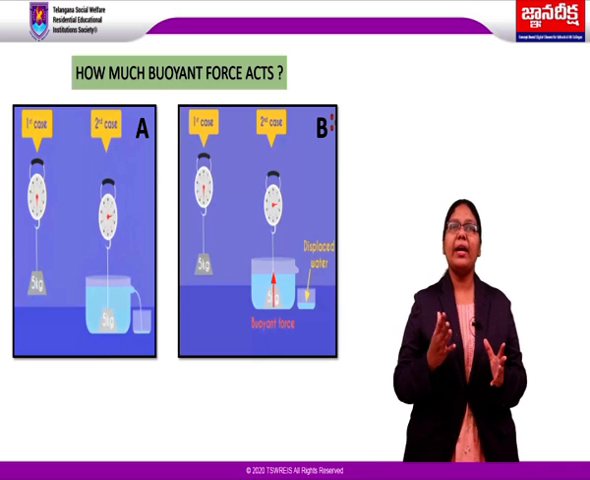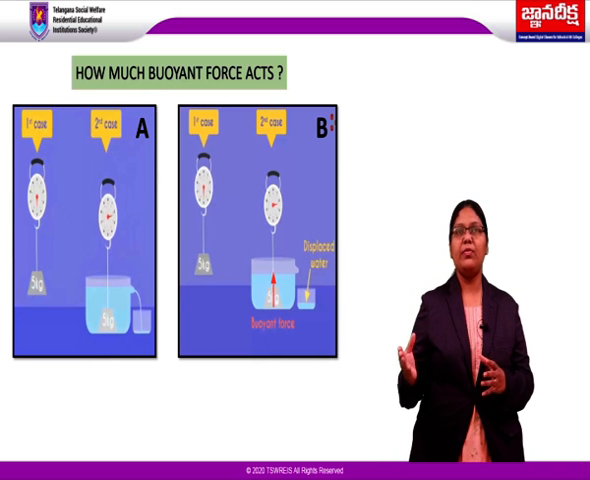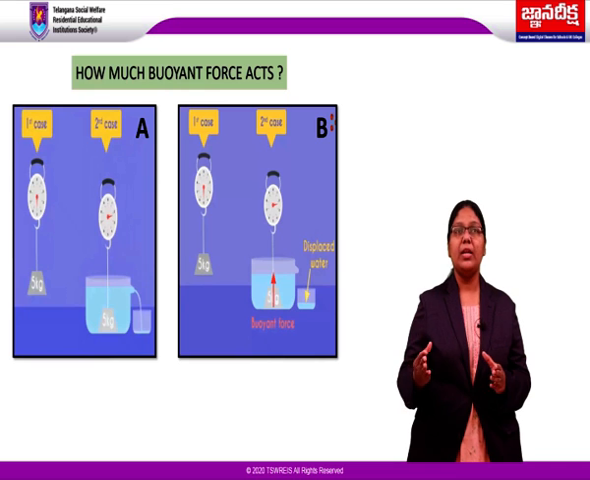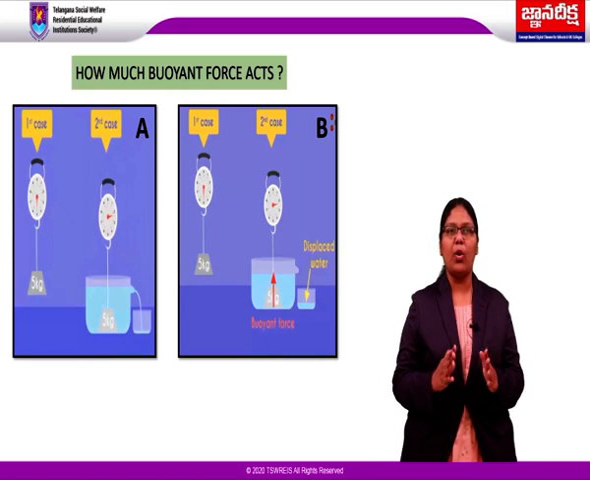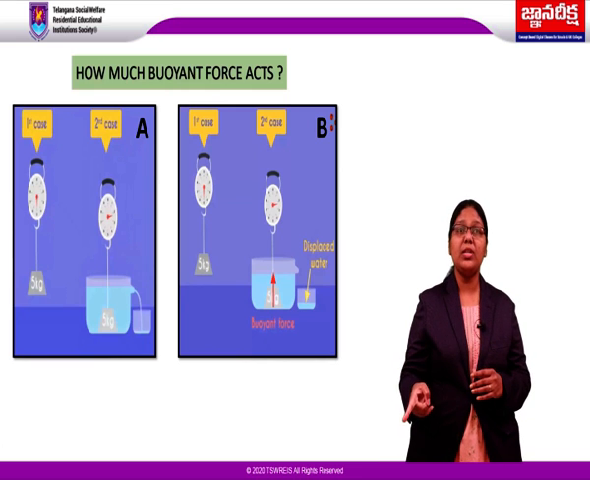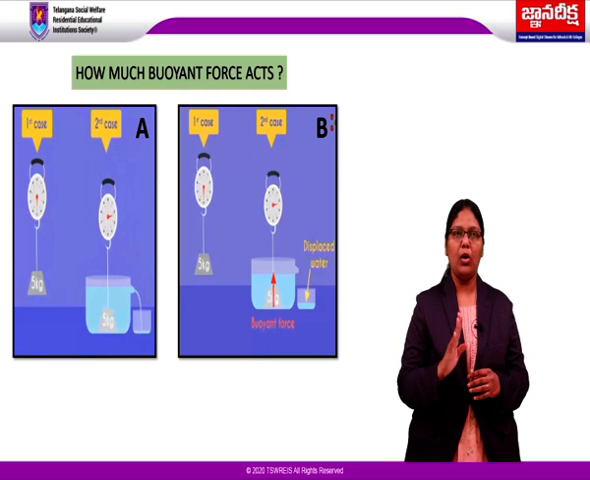So 2 kg is a buoyant force acting on the object. If we weigh the water, we get 2 kg. So it means the object weighs only 3 kgs in water. So the last 2 kg is a buoyant force acting on the object.